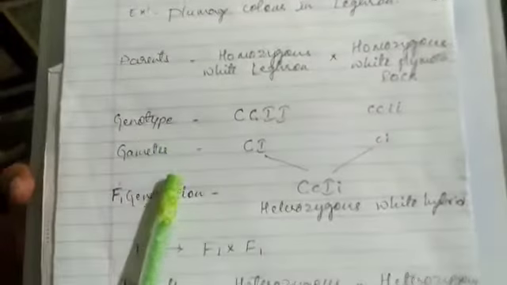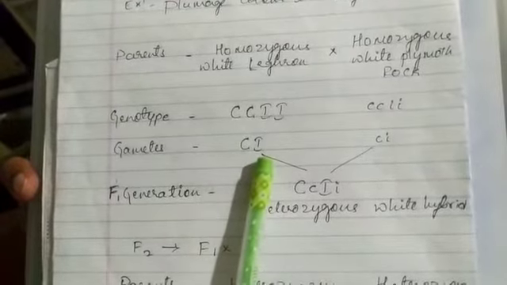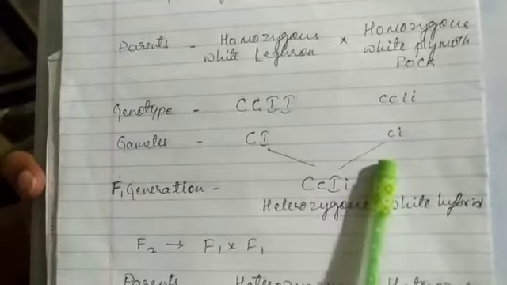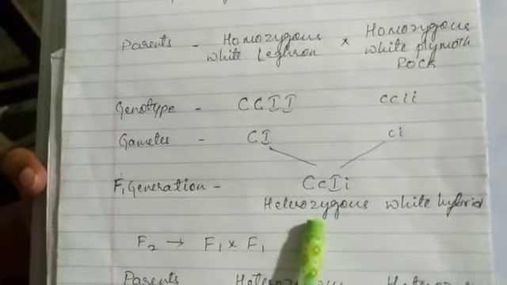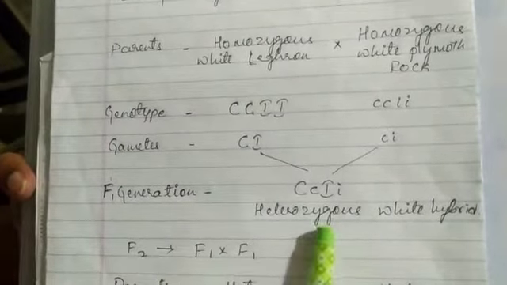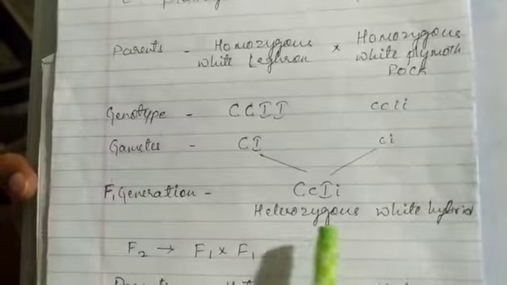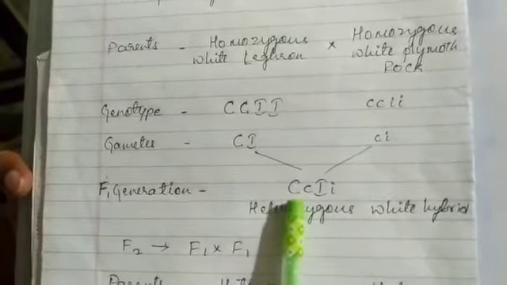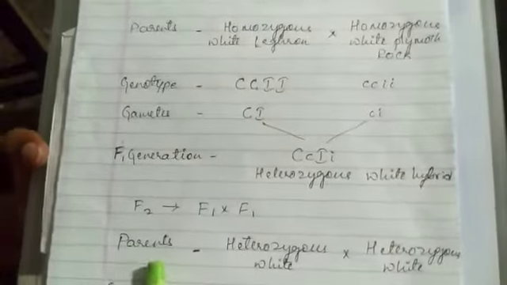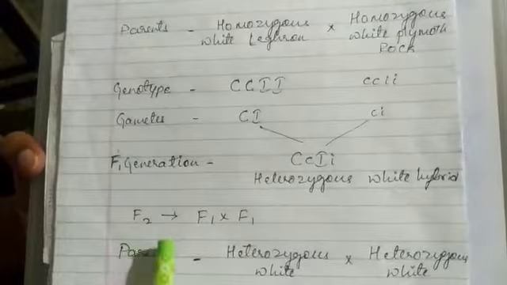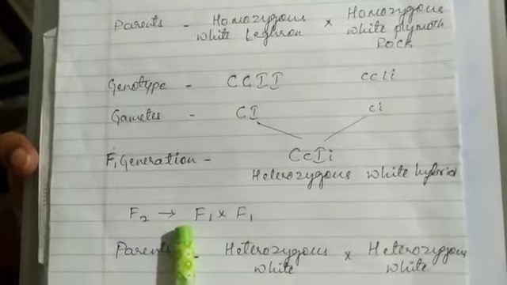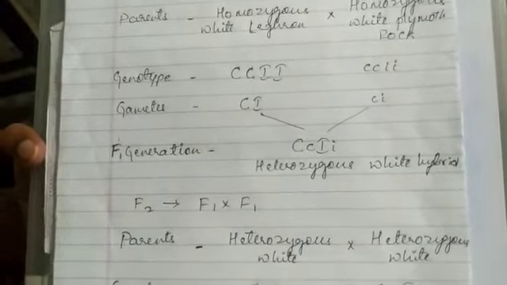The gametes are capital C, capital I from one parent and small c, small i from the other parent. When these two gametes cross, the F1 generation is formed. The F1 generation is a heterozygous white hybrid, with genotype capital C, small c, capital I, small i. The F2 generation is formed by the self cross of the F1 generation.